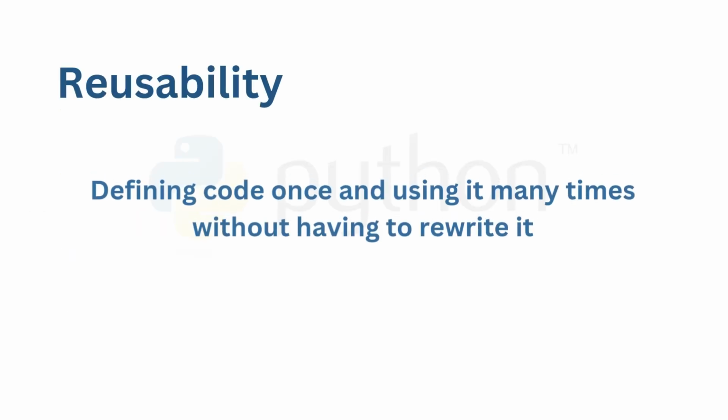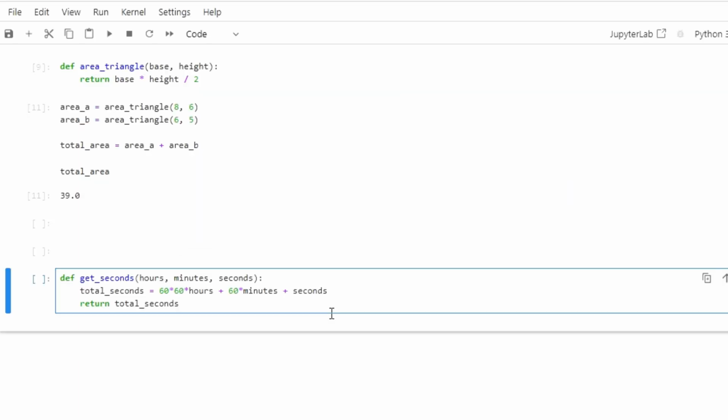Reusability involves defining code once and using it many times without having to rewrite it. Reusing something takes a lot less time and effort than recreating it every time. Let's do one more. Here's a function called getSeconds.